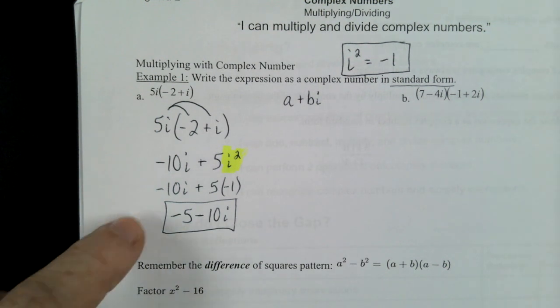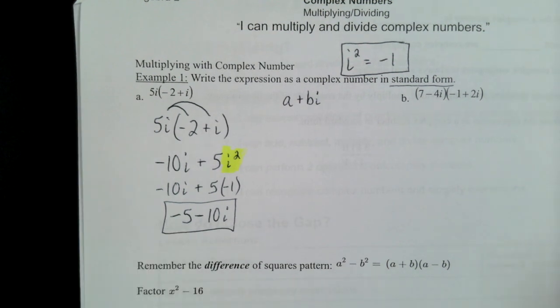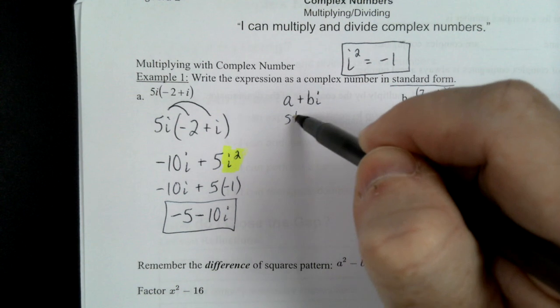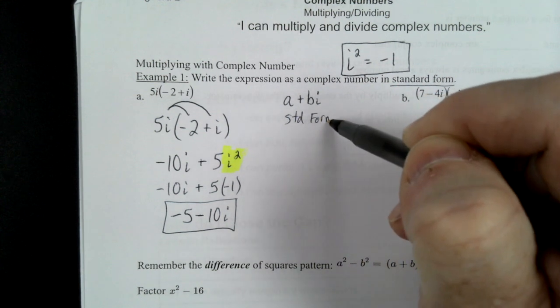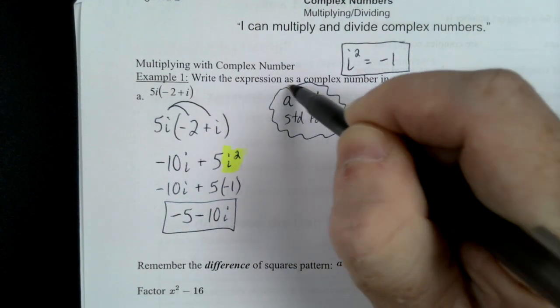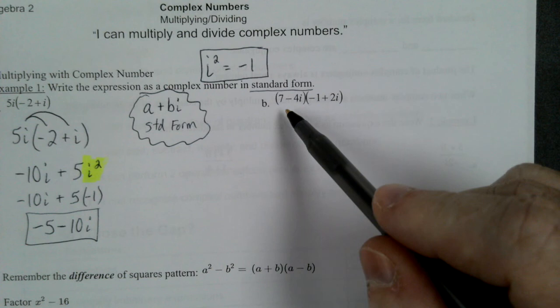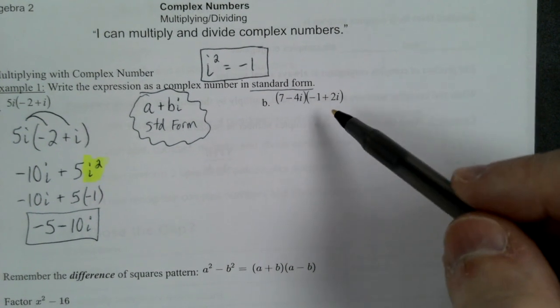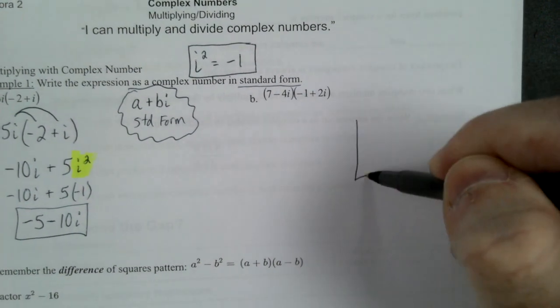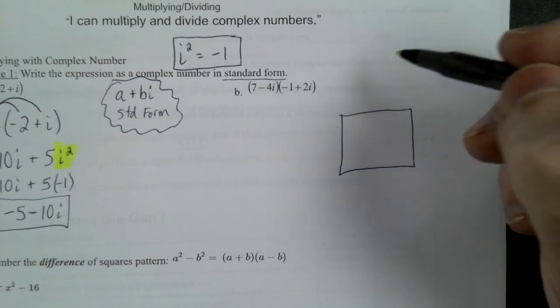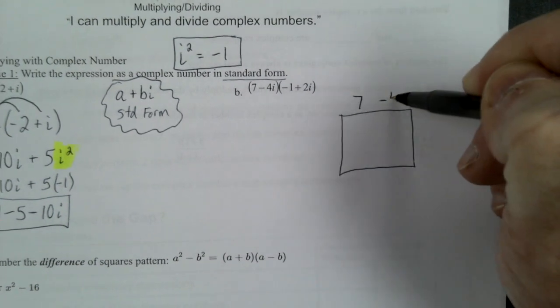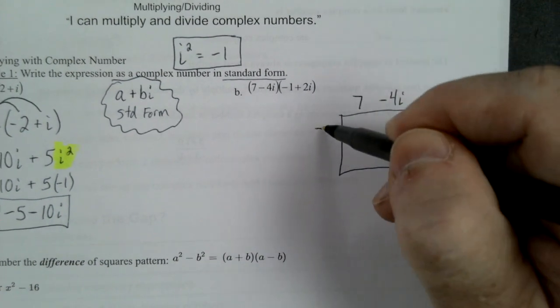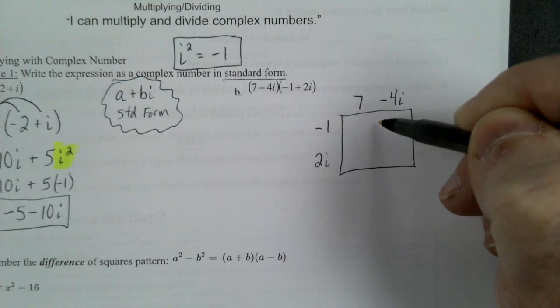Okay, and that's all there is to it. That is the answer, standard form. All right, one more here. So now we have a binomial times a binomial. We can do the box method or FOIL. I will do the 2x2 box. We have 7 minus 4i, -1, positive 2i.